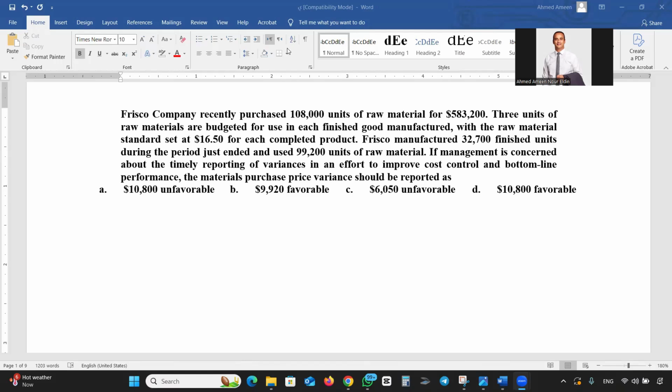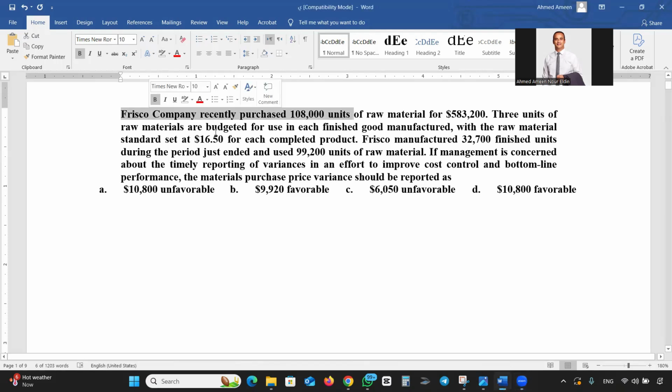Frisco Company recently purchased 108,000 units. Before I go through this question, we need to look at the item needed or the question asked for. I'll take a look at the last two lines.